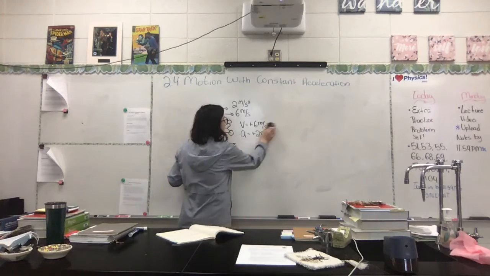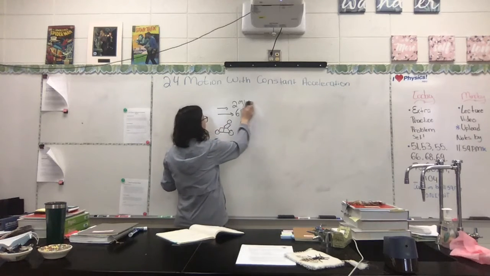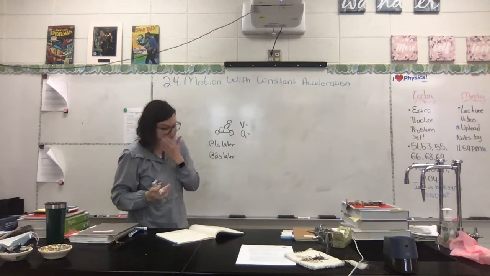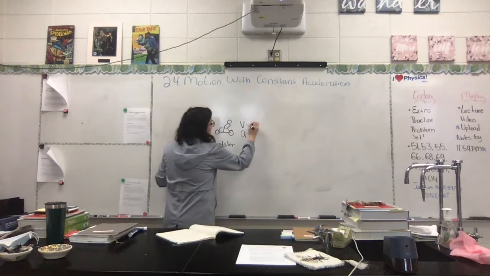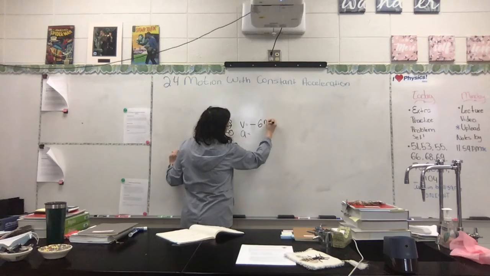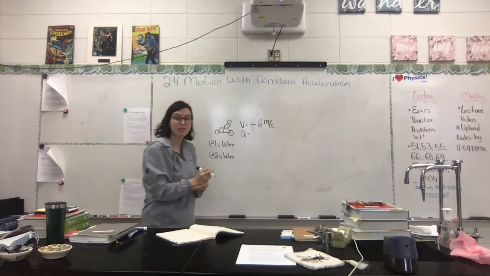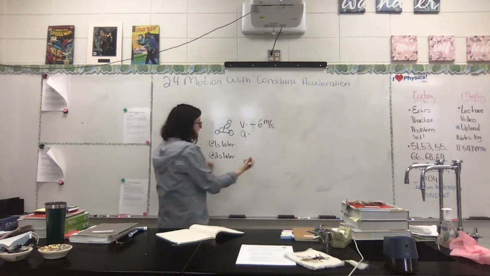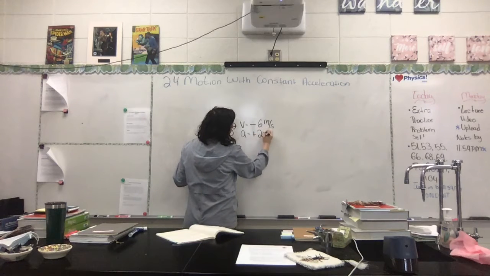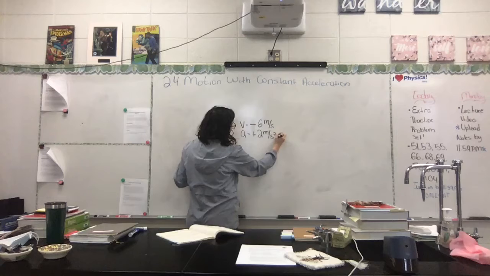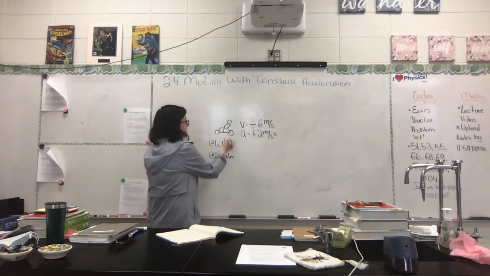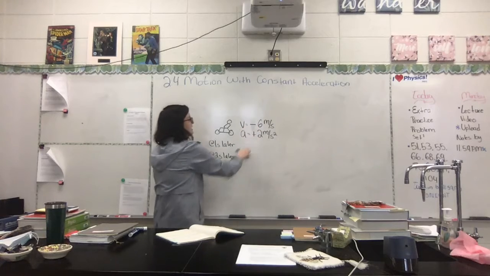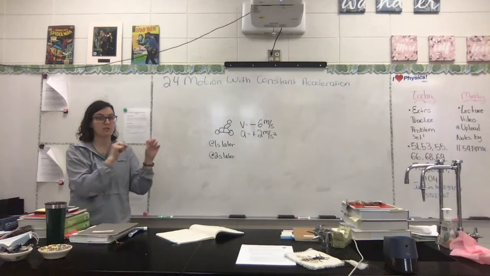Now we have our bicyclist again. We're going to change some information about her. Now, she is going negative 6 meters per second, and her acceleration is positive 2 meters per second squared.